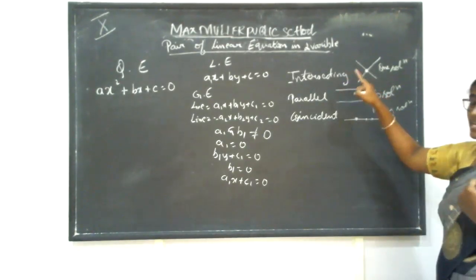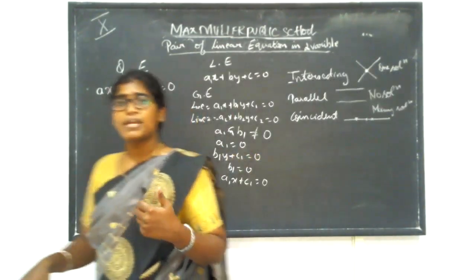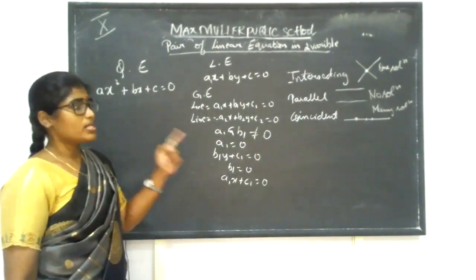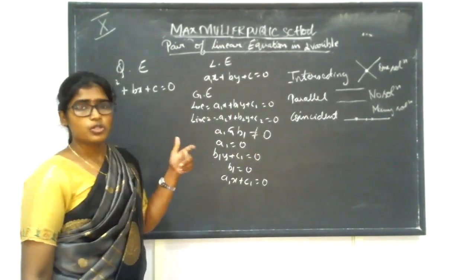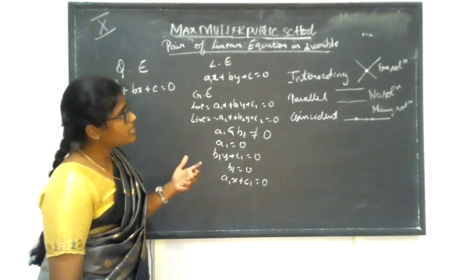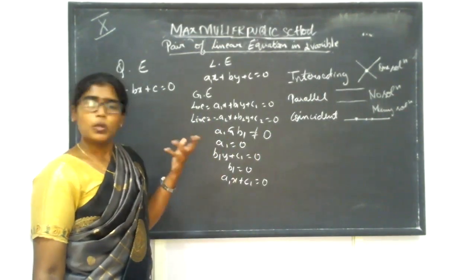How many types of lines do you have? You have intersecting lines, parallel lines and coincident lines. Intersecting lines will intersect at one particular point. So you're going to say it has one solution, or one pair of solution. You are going to get it in two lines. Then parallel lines, they won't intersect each other at any point. So you're going to say no solution.